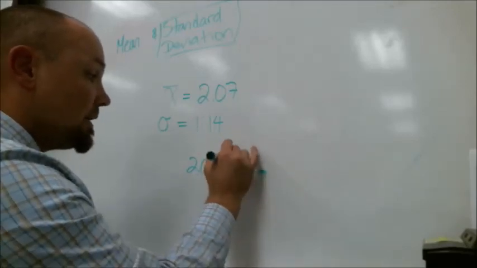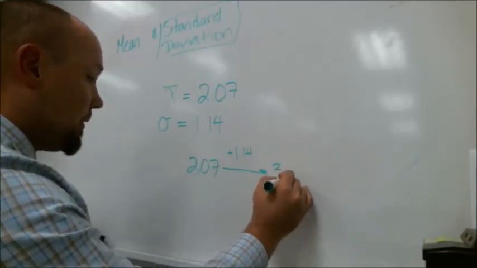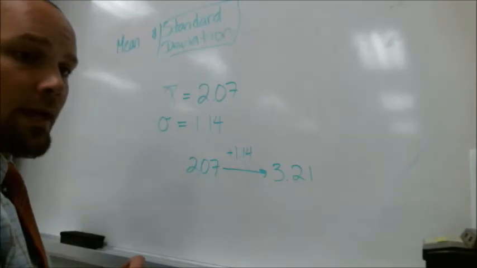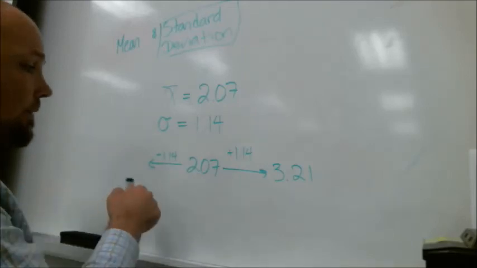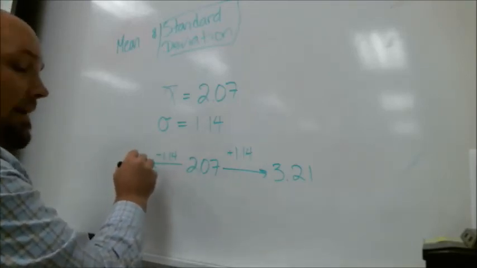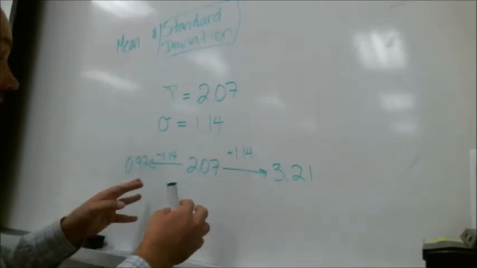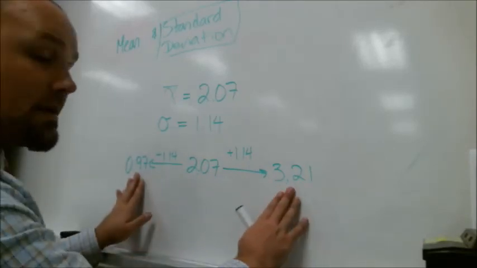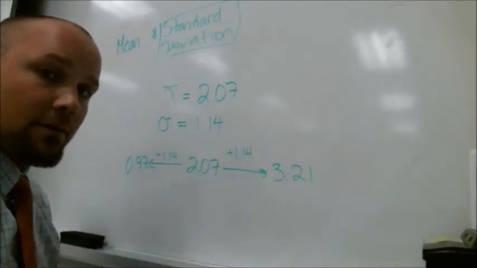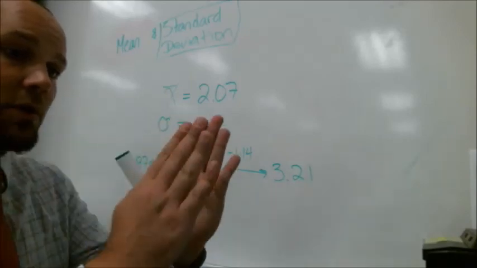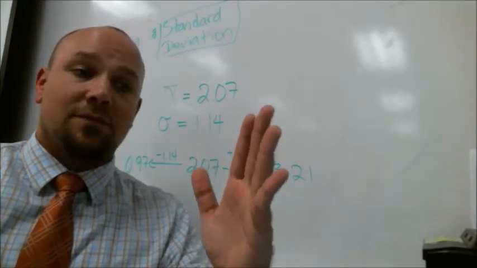So that means that things could be as much as plus 1.14 above the mean, which makes it 3.21. Okay, or they could be 1.14 below, which makes it minus 1.14. So that makes it 0.93. Right? So this is really how far things are spread out. So this shows that almost everybody in the class is between a level 1 and a level 3. There are very few people below level 1. There are very few people above level 3. Okay? So that's what the standard deviation tells us. Small standard deviations mean everything is close to the mean. Big standard deviation means that everything's far from the mean.